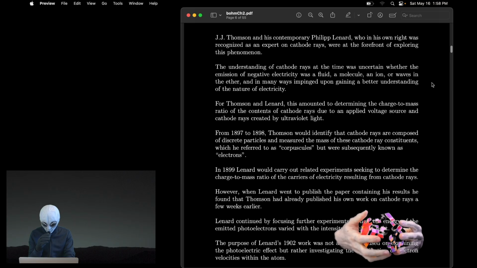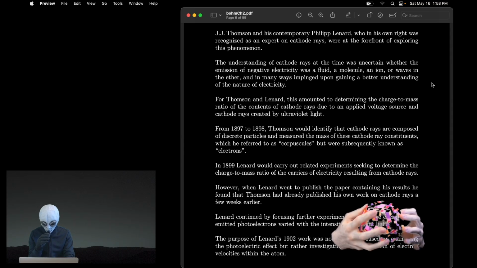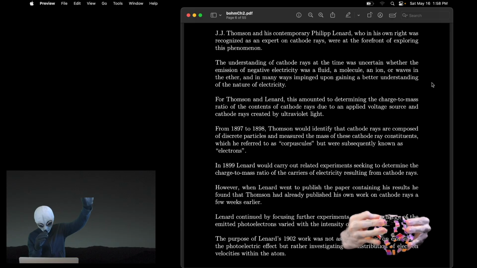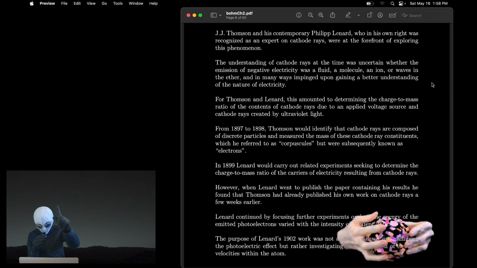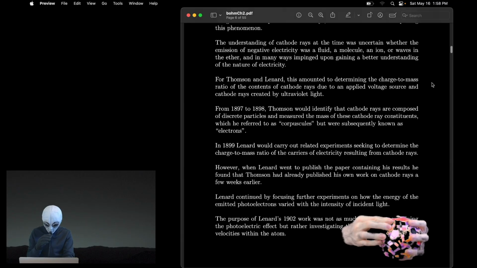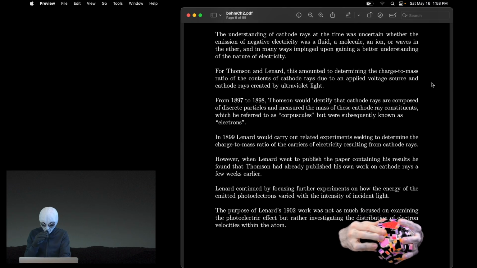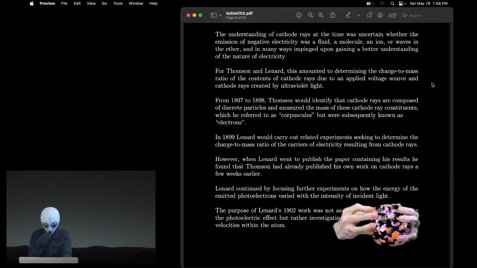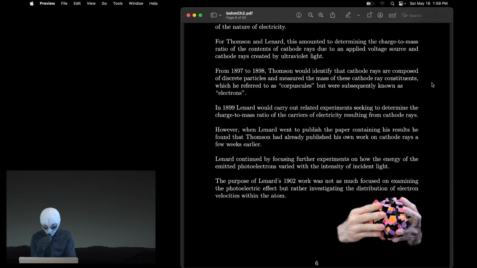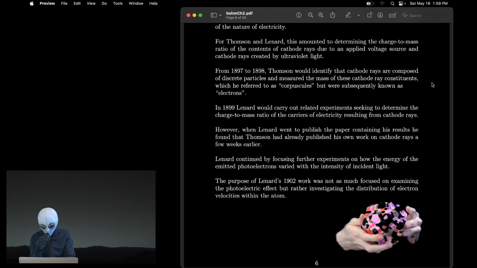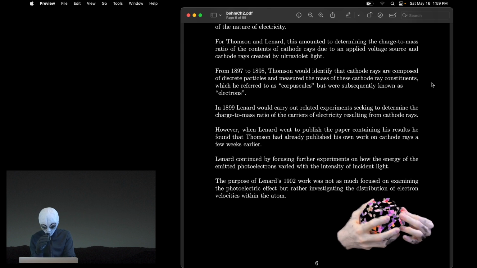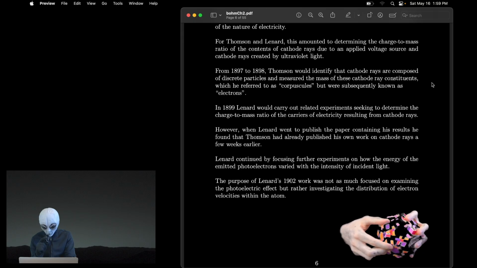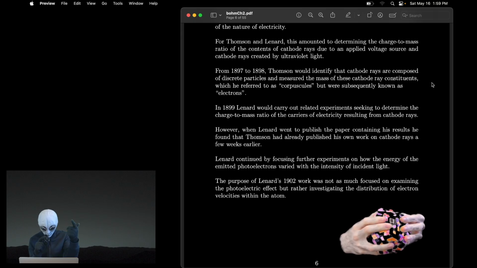The understanding of cathode rays at the time was uncertain whether the emission of negative electricity was a fluid, a molecule, an ion, or waves in the ether, and in many ways impinged upon gaining a better understanding of the nature of electricity. For Thomson and Lenard, this amounted to determining the charge-to-mass ratio of the contents of cathode rays due to an applied voltage source and cathode rays created by ultraviolet light. From 1897 to 1898, Thomson would identify that cathode rays are composed of discrete particles and measured the mass of these cathode ray constituents, which he referred to as corpuscles, that were subsequently known as electrons.